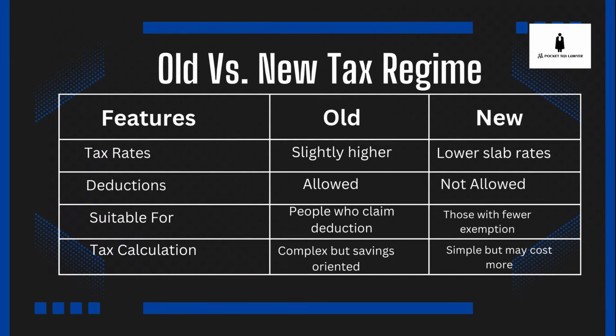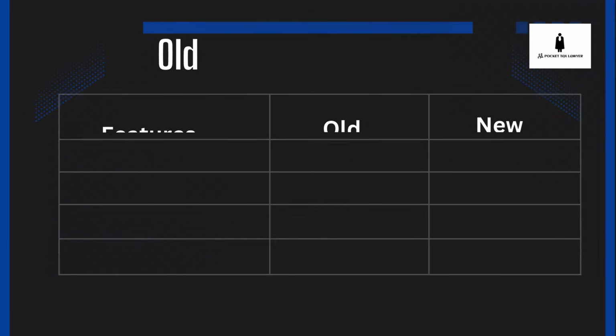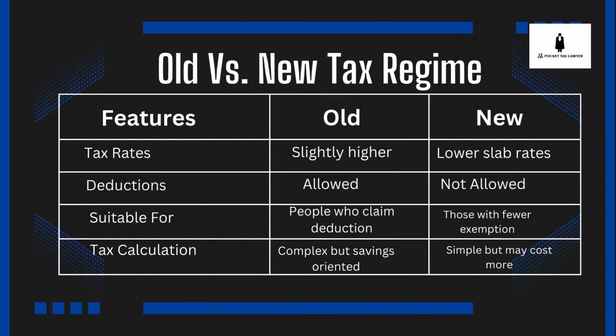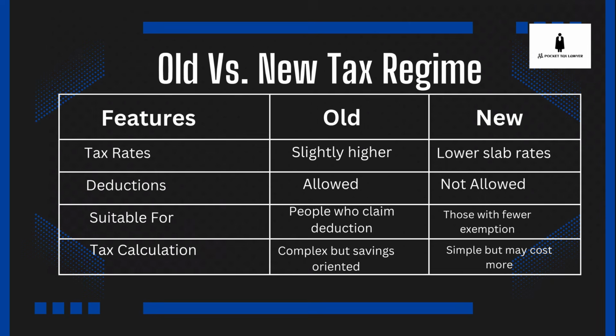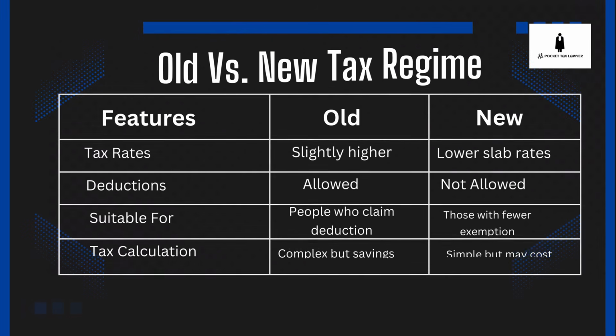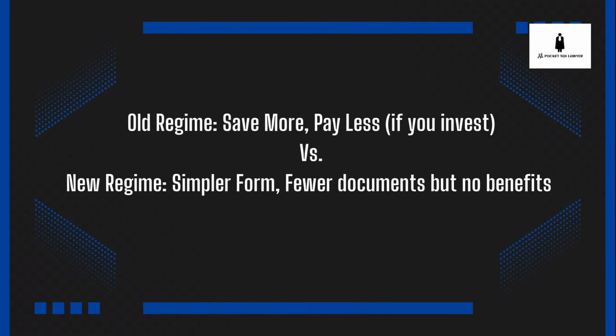Tax rates are slightly higher in old regime as compared to new regime, where there are lower slab rates. Deductions like 80C, HRA are allowed in old regime but not allowed in new regime. Suitable for people who claim deductions is the old regime, and those with fewer exemptions or simple income can go for new regime. Tax calculation is complex but savings oriented in old regime, and in new regime it is simple but may cost more. Think of it as old regime is save more, pay less only if you invest, and new regime is simpler form, fewer documents but no benefits.